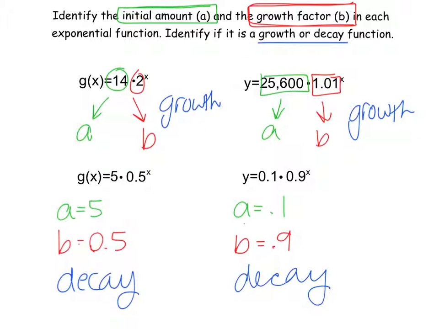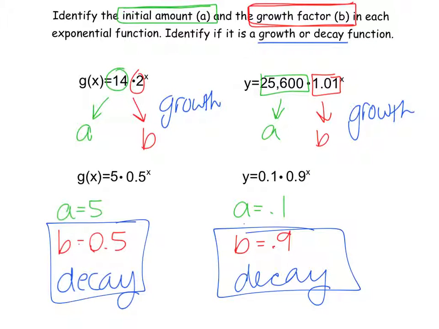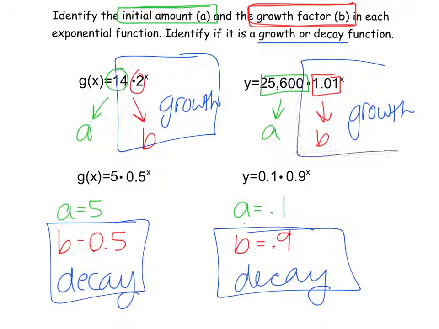So looking at our next two examples, A was 5 and 0.1, B was 0.5 and 0.9, and they're actually both decay functions. And they're both decay because our B is less than 1. That's what we really need to focus on when we're trying to determine growth or decay. If it's less than 1, or between 0 and 1, it's decay. If it's 1 or more, it's going to be growth.